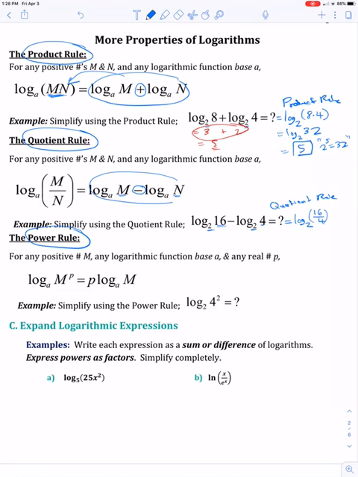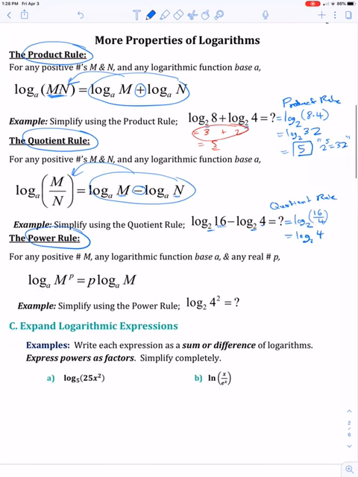So again, I'm taking this log of m minus log of n and combining it into one log of m divided by n. So that's log base 2 of 16 divided by 4, which is equal to 2, right? 2 squared is 4. So using the quotient rule, log of m minus log of n equals log of m divided by n. And we could show that just working it out step by step.